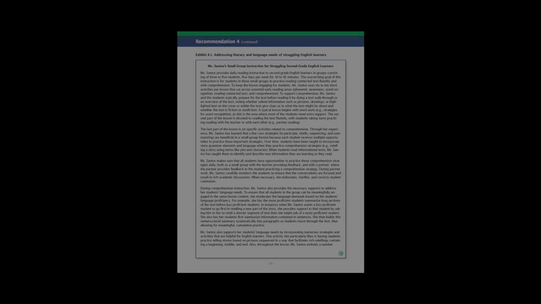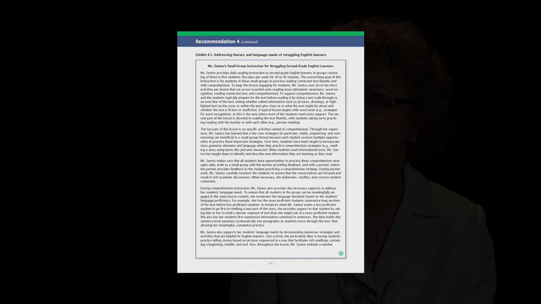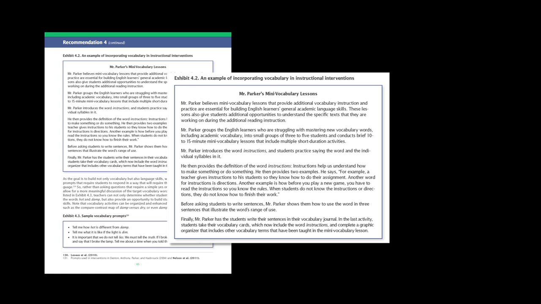Exhibit 4.1 shows how Ms. Santos provides small group instruction for her second graders that addresses skills her students need in both foundational skills, such as phonemic awareness, word recognition, fluency, but then also addresses important skills related to comprehension. Mrs. Parker's lesson in Exhibit 4.2 shows how she teaches essential vocabulary while integrating it with instruction on writing, an important expressive language exercise.